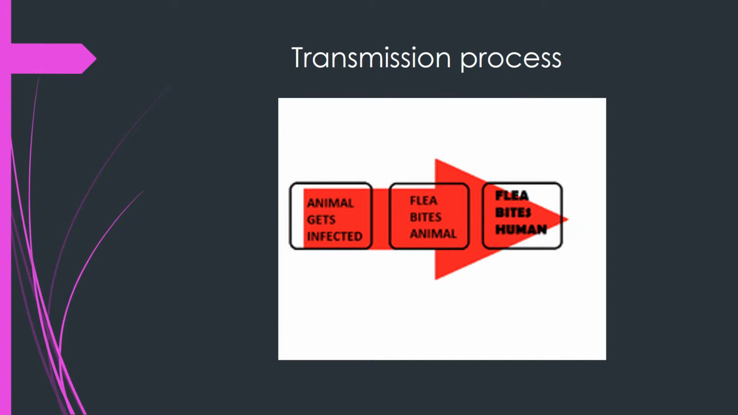And this is just a basic transmission process. This is basically all you need to know. The animal or rodent or whatever gets infected, the flea bites the animal, and then the flea bites us. It's pretty simple.